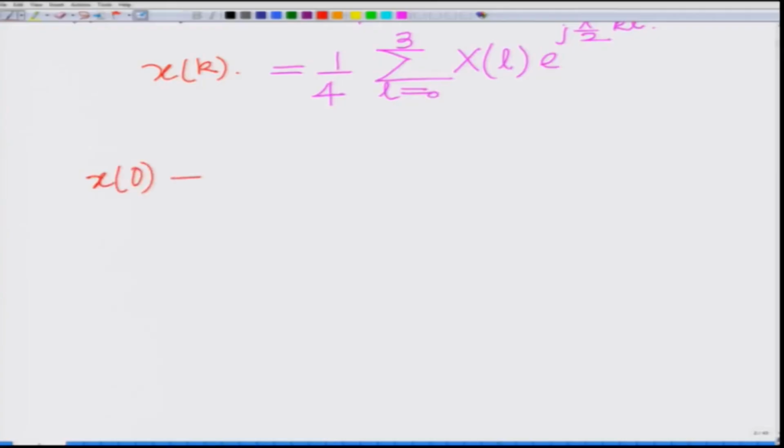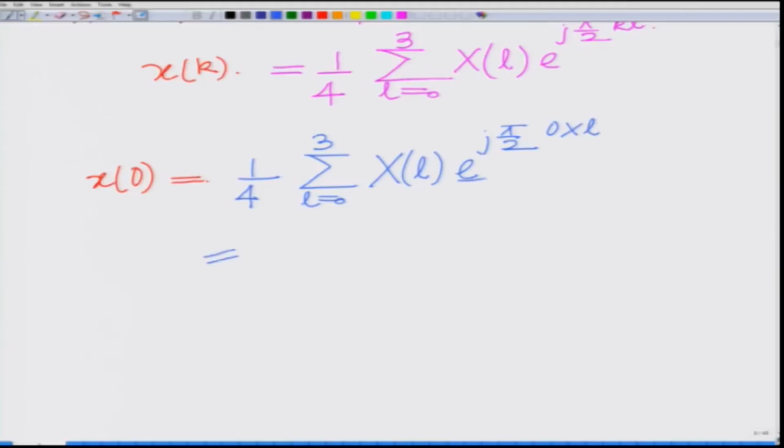So, x of 0, let us start with sample x of 0, that is the sample corresponding to time index 0, that is 1 over 4 summation L equal to 0 to 3 of XL e raised to j pi by 2 k L. For k I have to substitute 0 because I am considering the sample at k equal to 0, so this exponential quantity is basically 1. So, this is 1 over 4 simply summation L equal to 0 to 3 of XL.